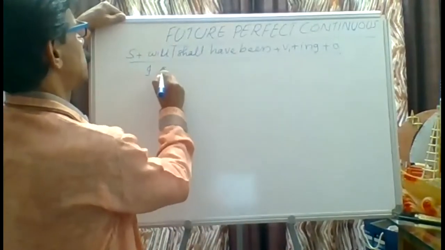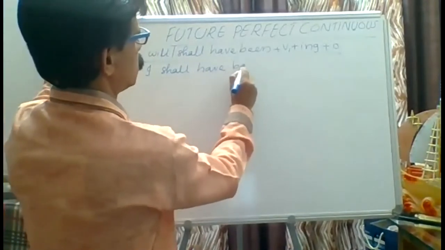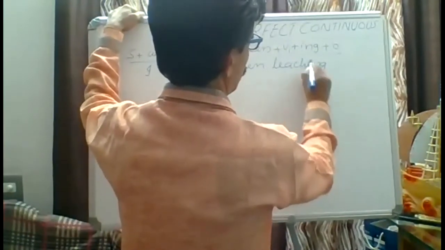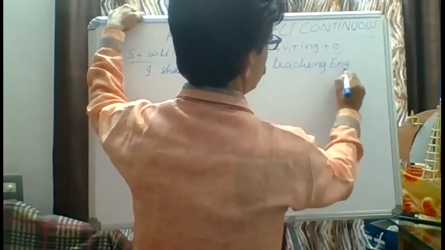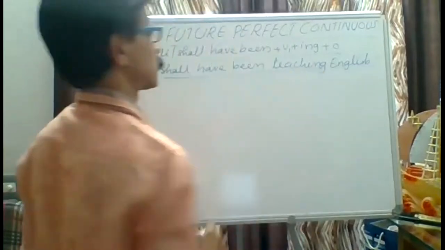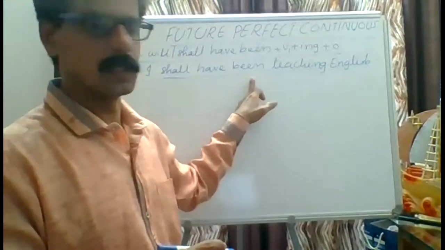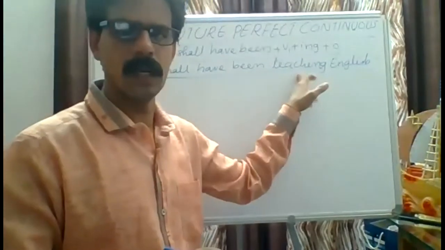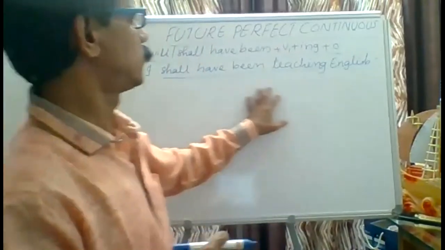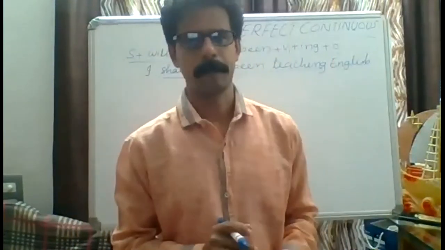Example, if I take: I shall have been teaching English. In this sentence, shall have been teaching English, it is the longest verb form. Shall, have and been are the helping verbs, and the final one, teaching, is the main verb. So here, I shall have been teaching English. When we speak, what do you understand? That is the usage.